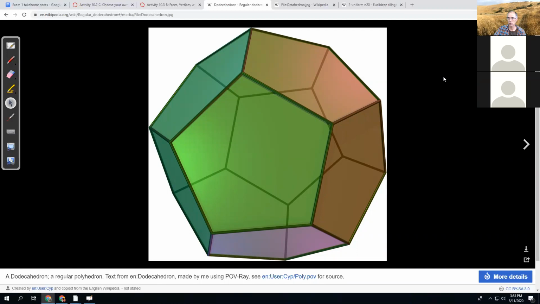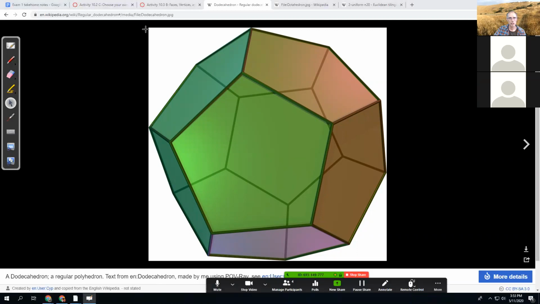And then I'm going to screenshot this and see if we can get, so the next thing we want to try and figure out is how many vertices and edges it has. So that's our next goal. And that's going to be a little harder.